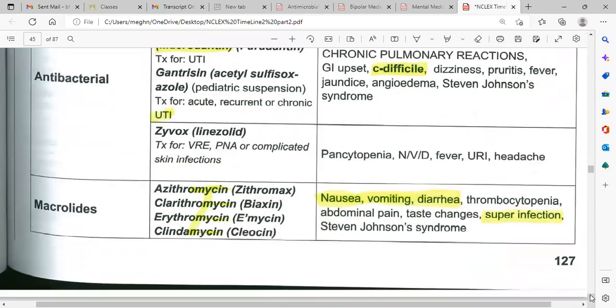The last group of drugs here is called macrolides, like erythromycin, clarithromycin, azithromycin, and clindamycin. All of these together are called macrolides. This group of drugs can cause nausea, vomiting, diarrhea, thrombocytopenia, abdominal pain, chest changes, upper respiratory infections, superinfection, right? Superinfection means when you give the macrolide, the good bacteria also die, and other infections are common, like candida. Another major side effect, Stevens-Johnson syndrome.